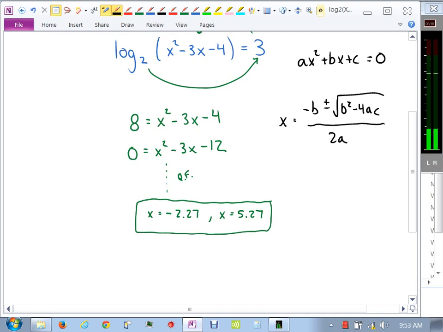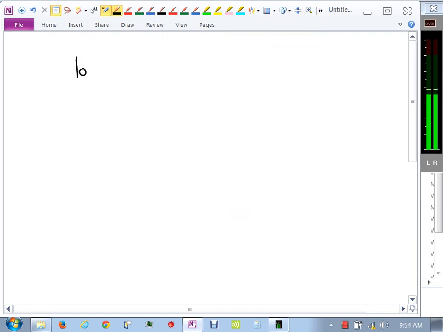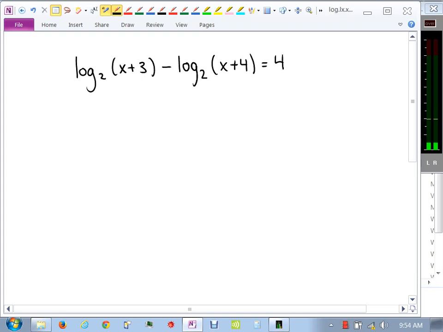All right, I'm going to move on. How about this? Log base 2 of x plus 3 minus log base 2 of x plus 4 equals 4. The only difference really in this problem is the subtraction instead of the addition, right? You need to pay attention to that on the test. You don't want to always say, oh, every time I see two logs, I'm just putting them together in multiplication. No. If it's addition in between, you put them together with multiplication. If it's subtraction, you do division.